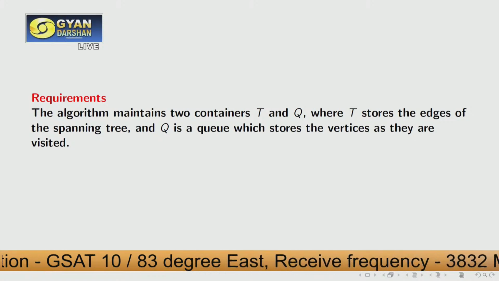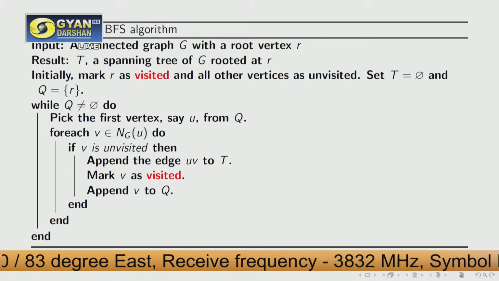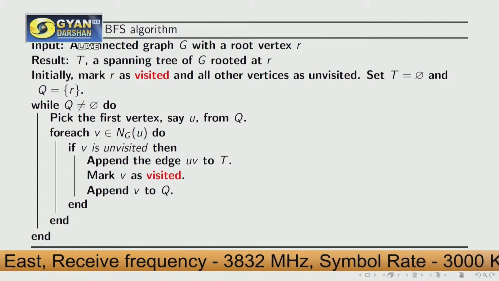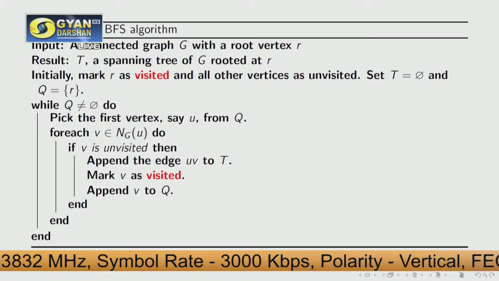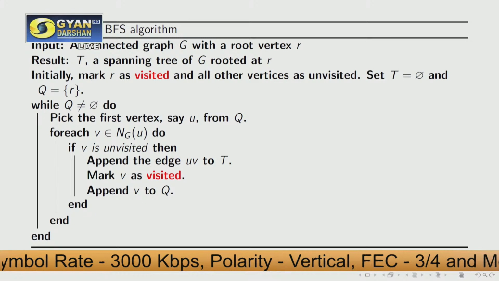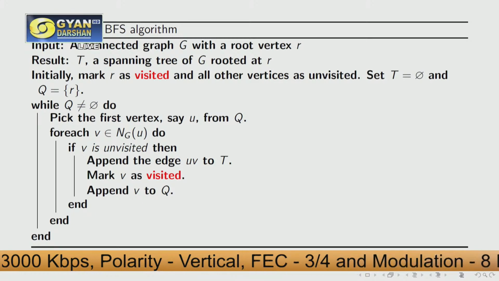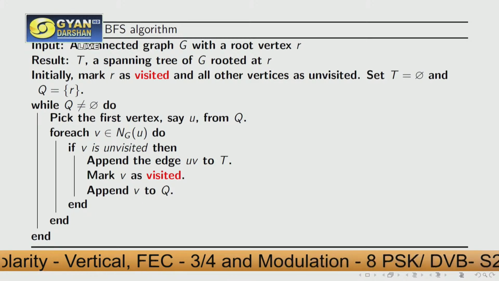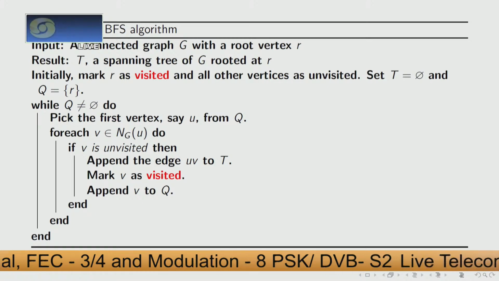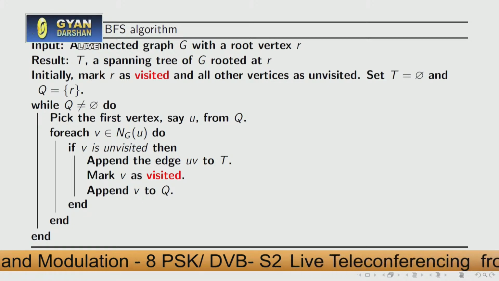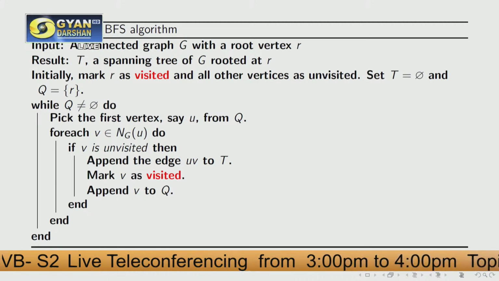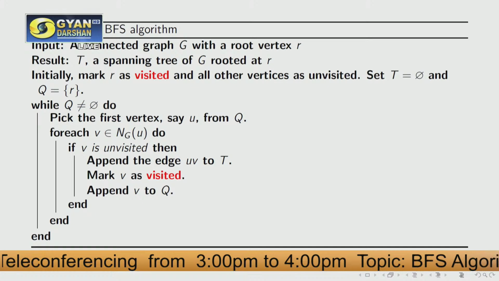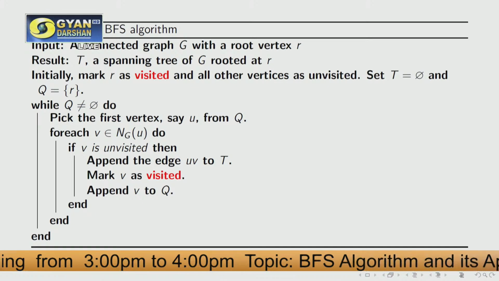Now let's look at what the algorithm is. The algorithm is given here. It needs a connected graph G with the root vertex R as input. The root vertex is just a vertex from where you would like to explore and traverse the graph. And the result is a spanning tree of G rooted at R.